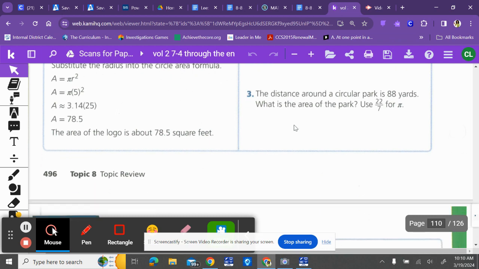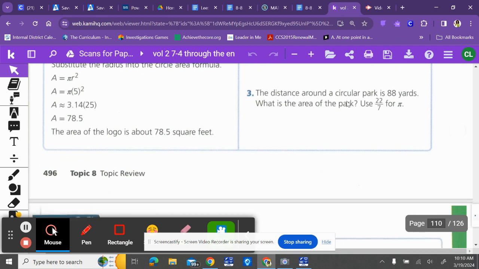Last one. The distance around a circular park is 88 yards. That's the circumference. What's the area of the park? Use 22/7. So there's a couple things happening. They gave you the circumference.